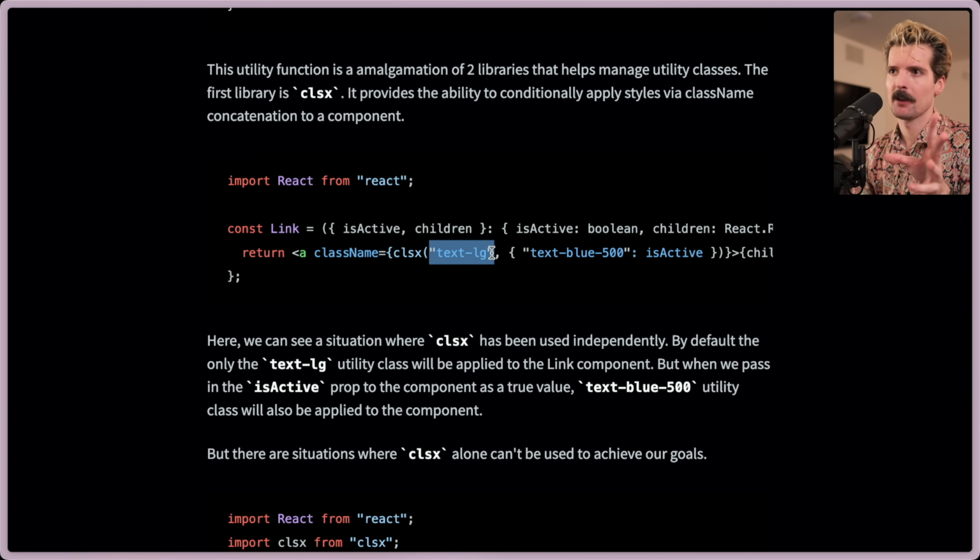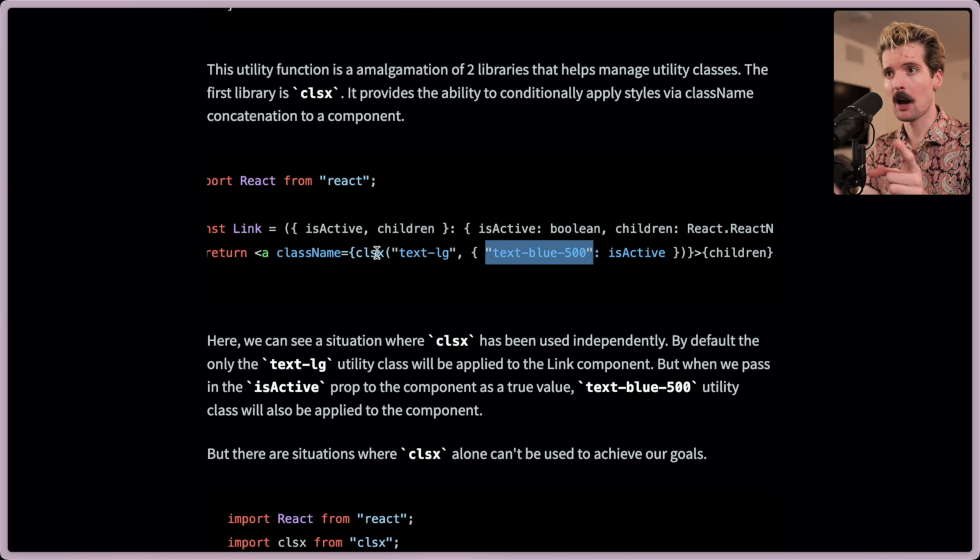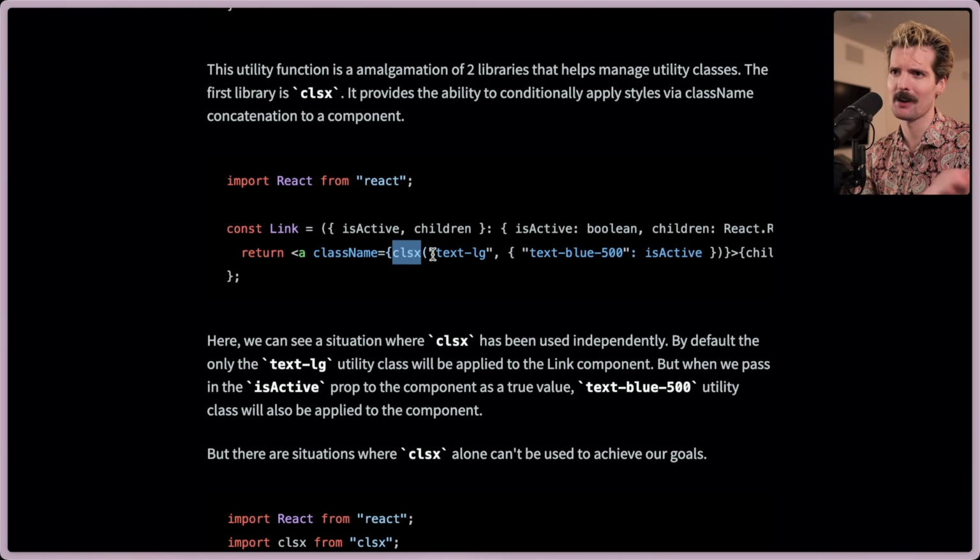This is always applied. But then we have an object, which has the key text-blue-500 and the value is active. So if this is truthy, this gets applied. If this is falsy, this doesn't get applied. And it will generate the string of all of the class names that should be applied based on the objects and the strings that you put in here. Very common pattern. If you're using Tailwind, you've probably used one of these at some point in order to handle conditions that are in JavaScript, not in the browser.